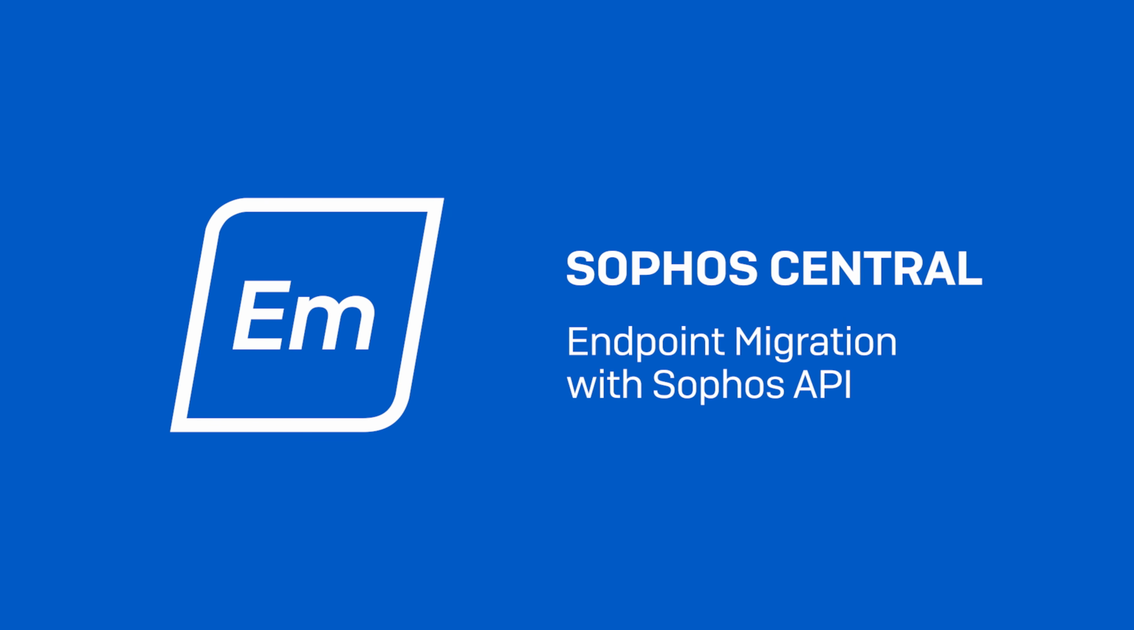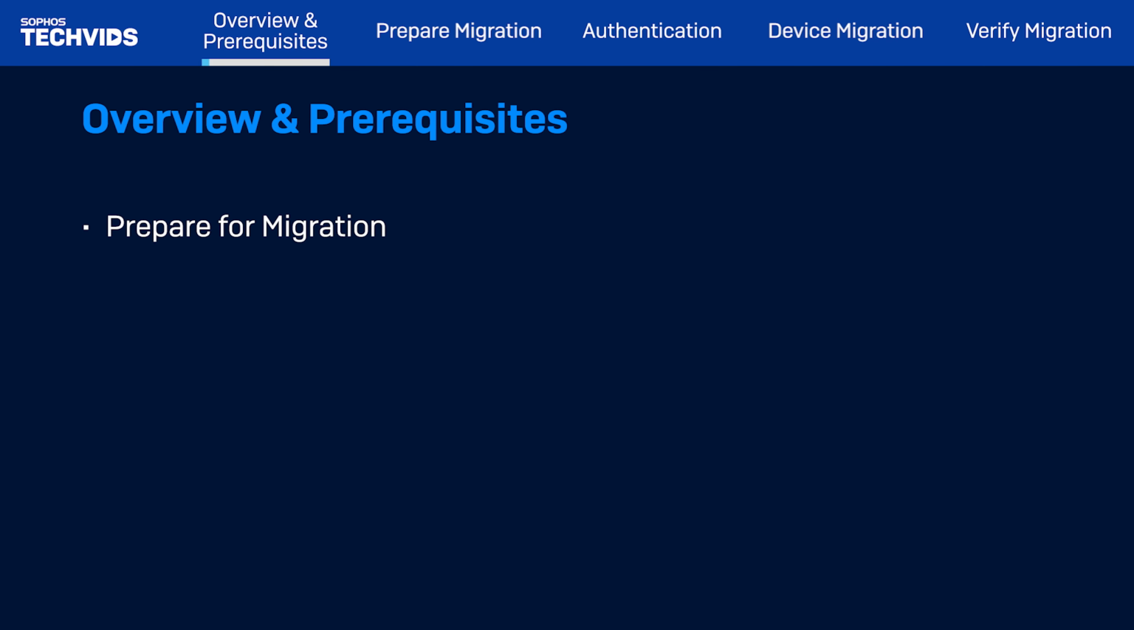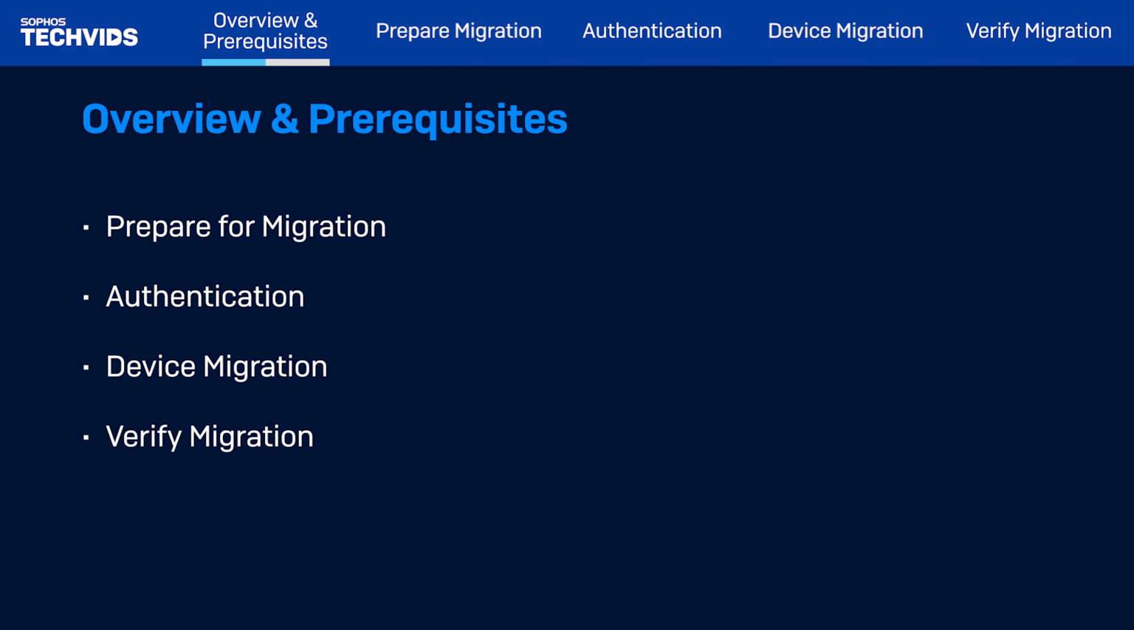In this video, I'll guide you through the process of migrating endpoints from one Sophos Central account to another utilizing the Sophos API. Today, I'll show you how to prepare your devices for migration, which includes creating API credentials in the Endpoint API, enabling device migration in Sophos Central, and authentication using your new credentials. Then, I'll show you the device migration process using Postman collection as an example. And lastly, I'll demonstrate how to verify the migration using audit logs.